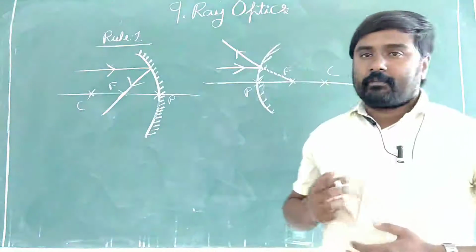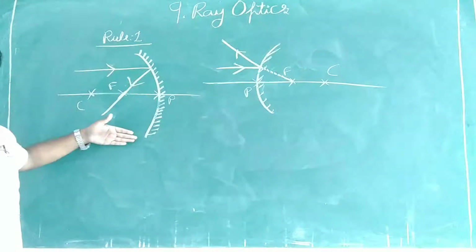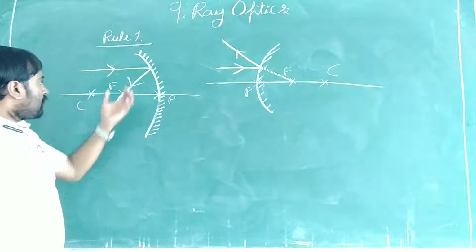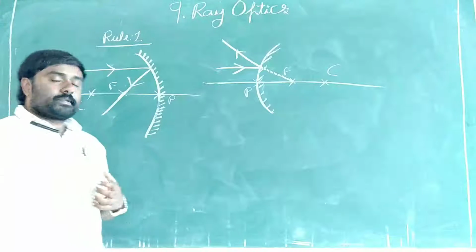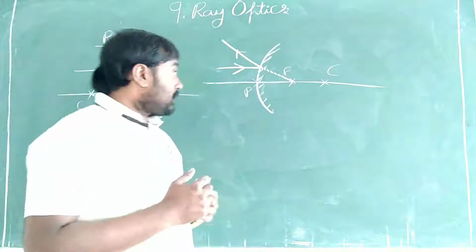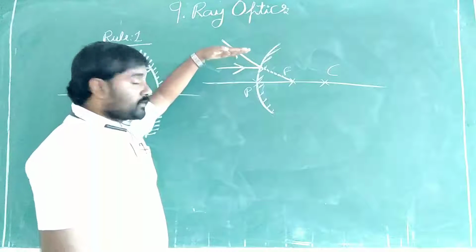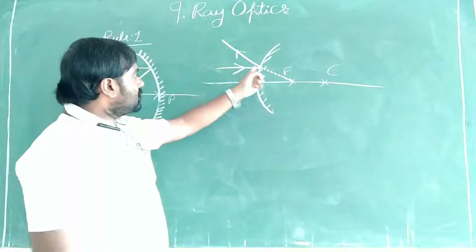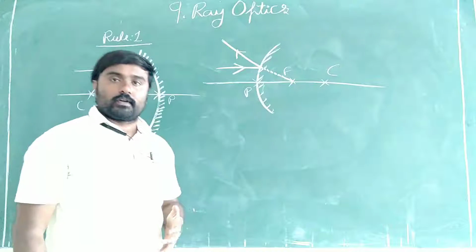Whenever the ray of light parallel to the principal axis is incident on the silver surface of the concave mirror, after reflection the reflected ray passes through the principal focus. That is in case of concave. But in case of convex, whenever the ray parallel to the principal axis is incident on the silver surface of the convex mirror, after reflection the reflected ray appears to diverge from the principal focus. That is rule number 1.